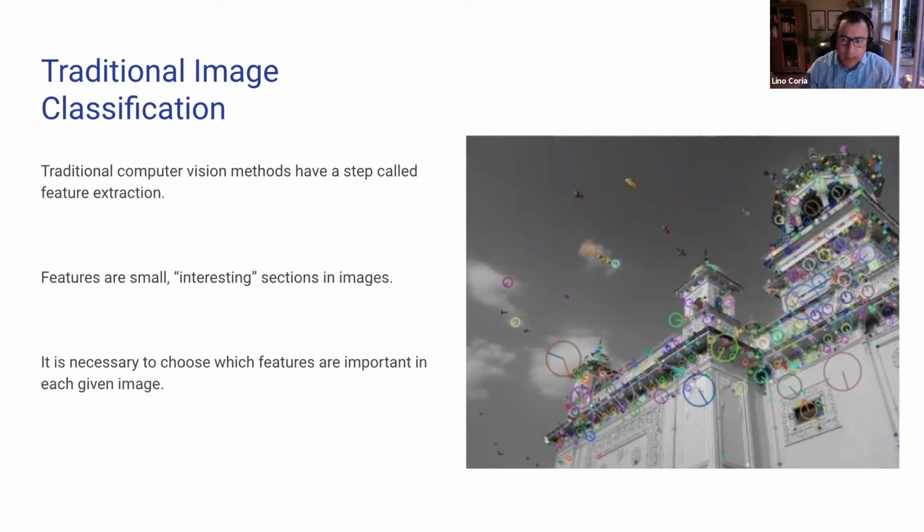So the older techniques would find features. Features are small, interesting sections in images, usually corners, usually edges, right? And you say, this is interesting, this is interesting. You find these features and you say, every time you find these features, this is a cat. Every time you find these features, this is a dog. But you need to spend a lot of time, and you need to be very good at finding these features, identifying which are the important ones, and using them.